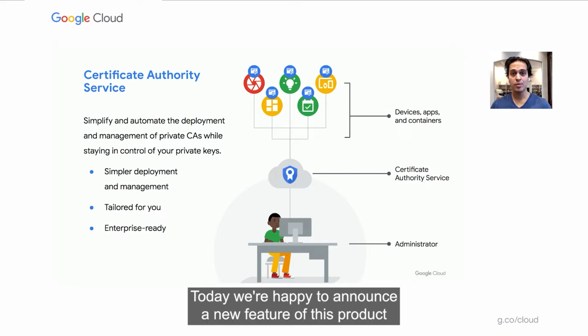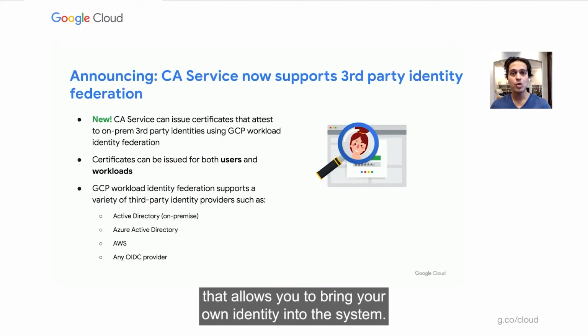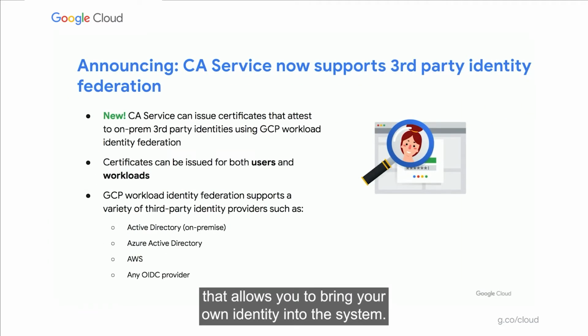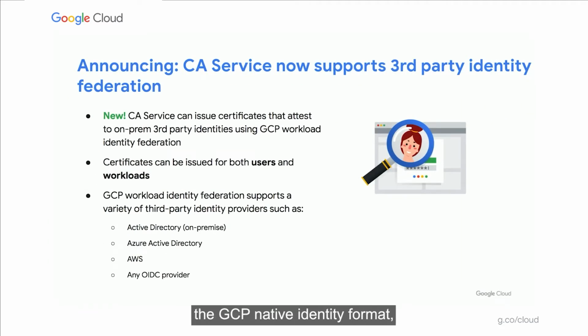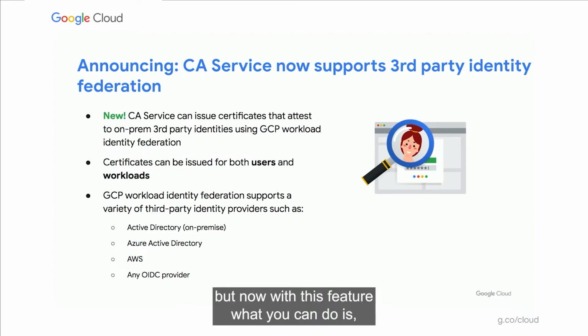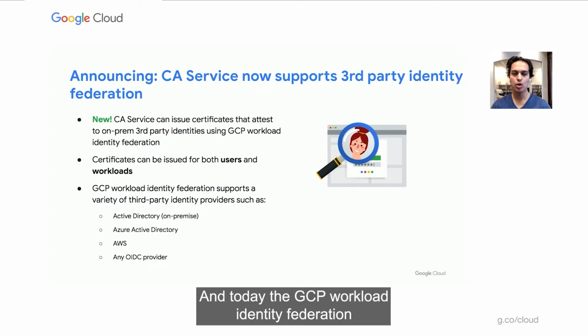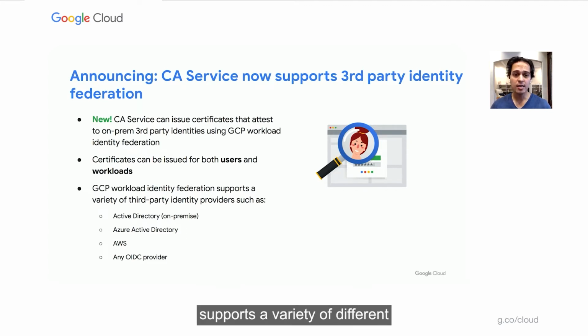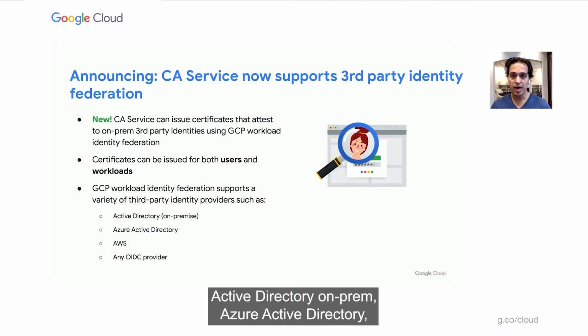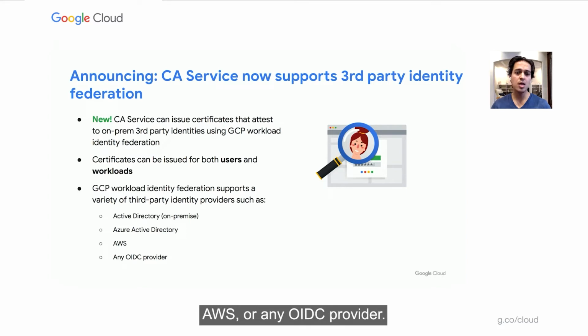Today, we're happy to announce a new feature of this product that allows you to bring your own identity into the system. Natively, CA Service works with the GCP native identity format. But now with this feature, you can use it to attest to a third-party identity using the GCP Workload Identity Federation. In this case, the certificates issued from the system can be equally used for user or workload certificates. And today, the GCP Workload Identity Federation supports a variety of different third-party identity providers, such as Active Directory on-prem, Azure Active Directory, AWS, or any OIDC provider.